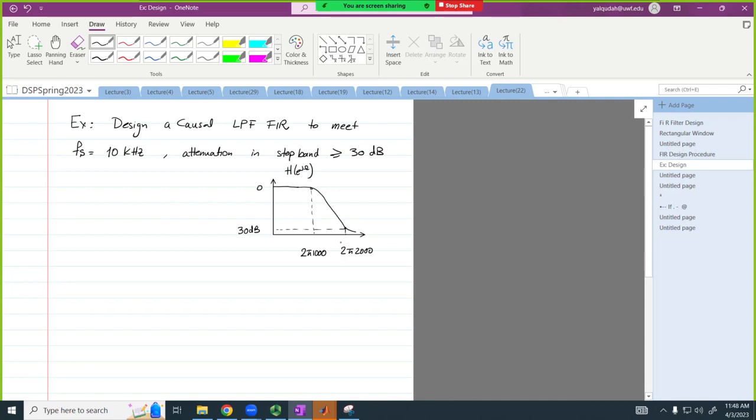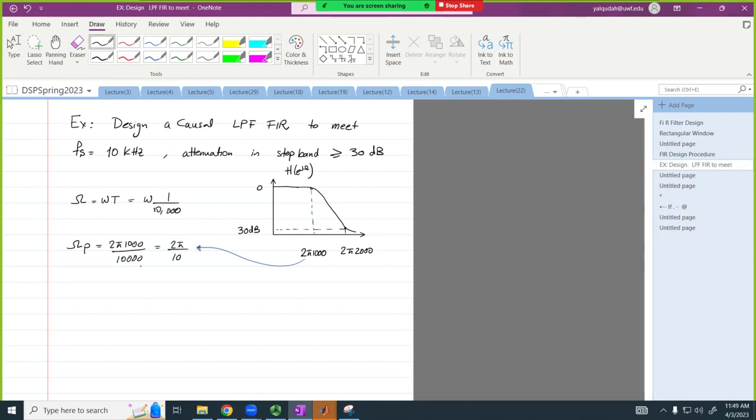Okay. So what is it we're going to do, or the way we design this filter? The first thing, we're going to take all the frequencies and convert them to discrete frequency, W multiplied by T, which is W multiplied by 1 over 10,000. Therefore, we're going to have omega pass equal to 2 pi multiplied by 1,000 divided by 10,000, which is going to equal 2 pi over 10. This is this frequency here.